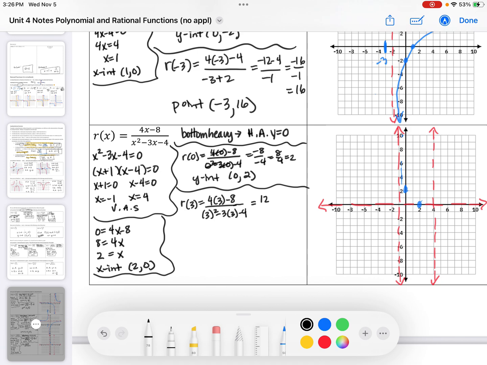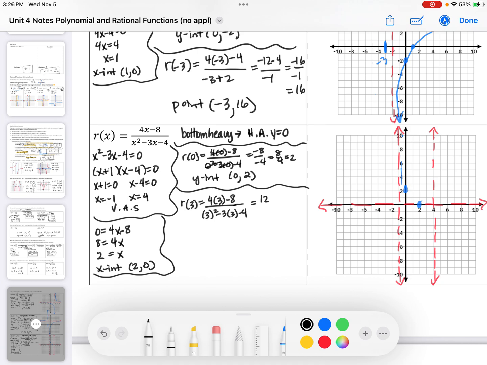And we get 12 minus 8 over 9 minus 9, and then negative 4. So we get 4 over negative 4, which is negative 1. So we get the coordinate point 3, negative 1, which is here. That helps us know that, in fact, we do cross through the x-axis and then we hug the asymptote, instead of bouncing off that horizontal asymptote or the x-axis and hugging the asymptote up top.